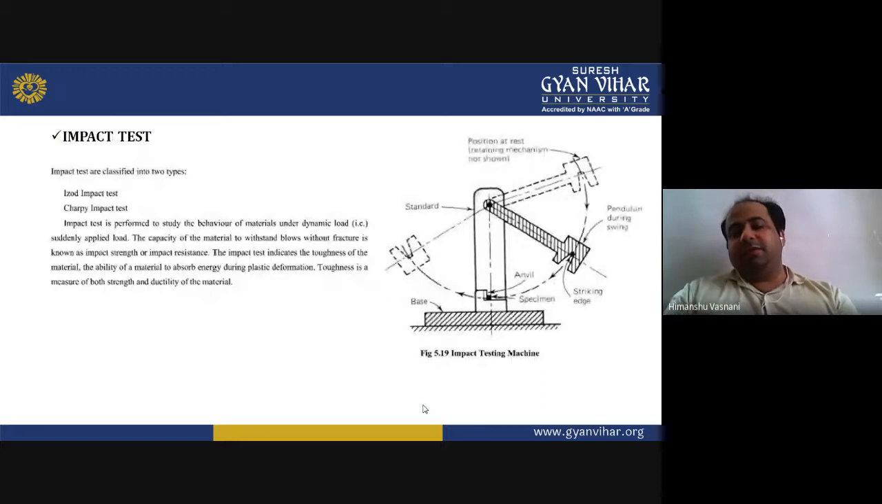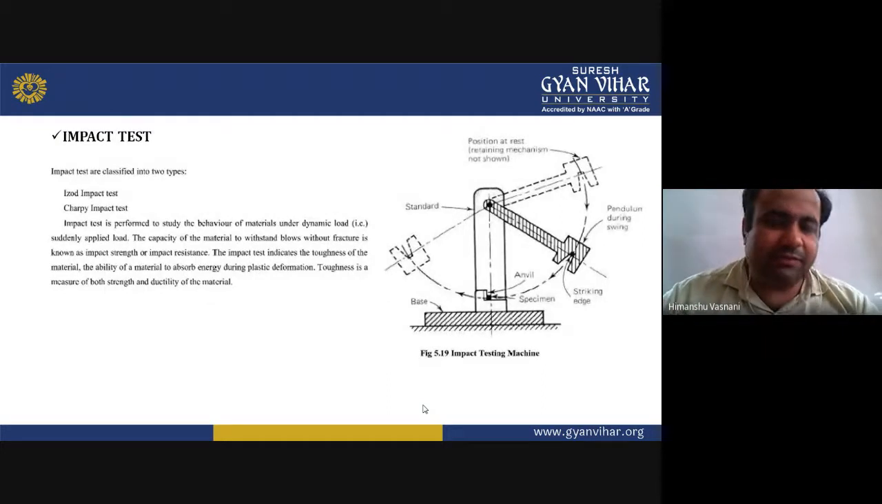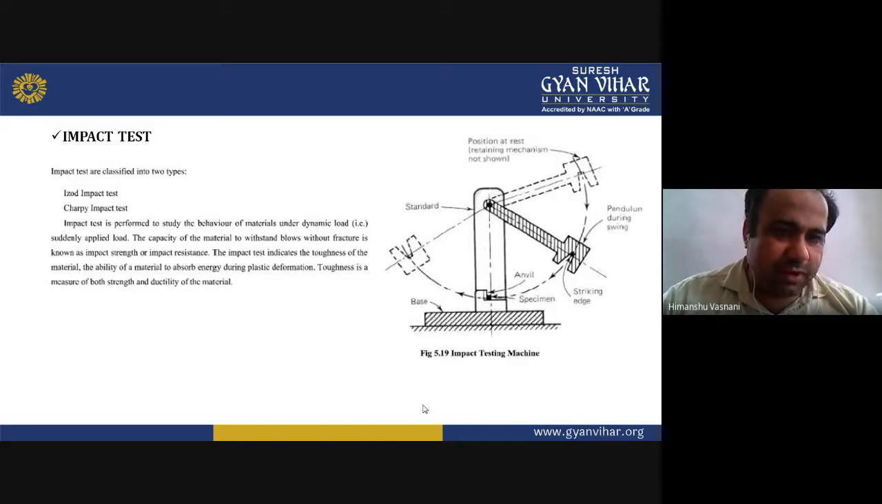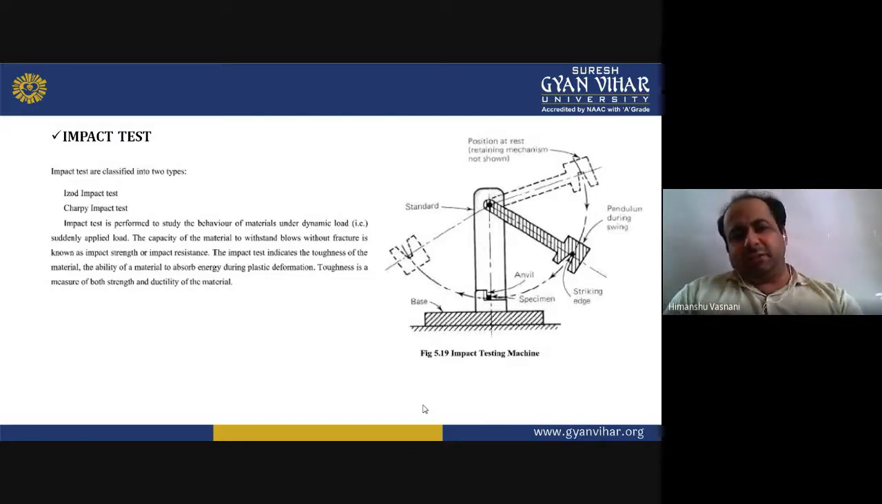So let us start with the impact test. It's a basic test. The impact tests are classified into two types, the Izod impact test or the Charpy impact test. The impact test is performed to study the behavior of materials under dynamic load, that is, the suddenly applied load.